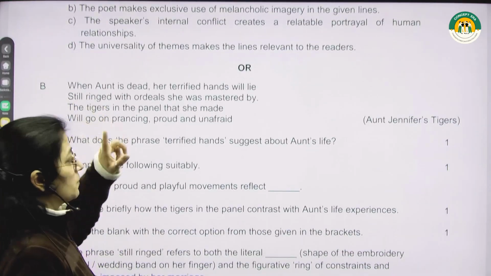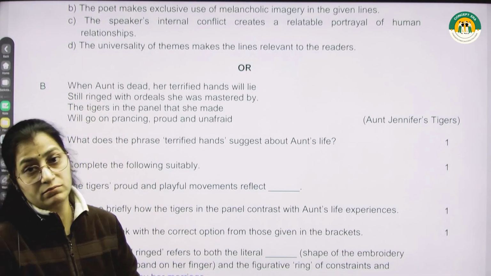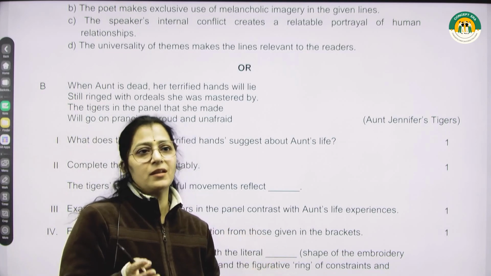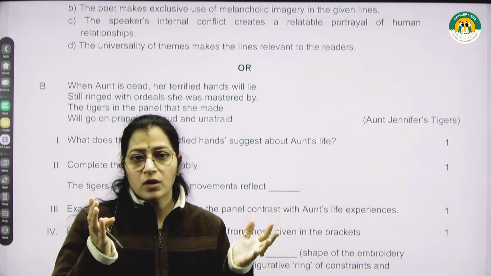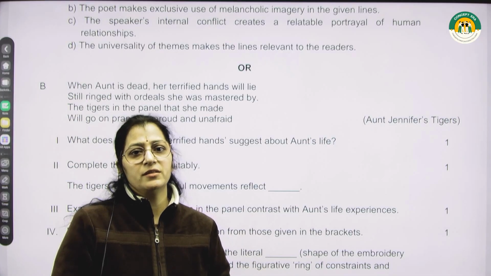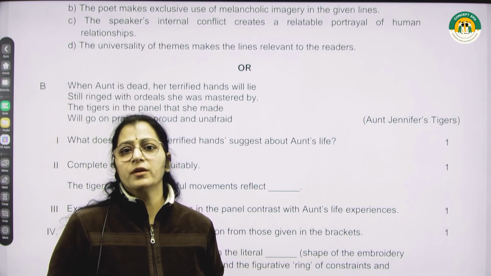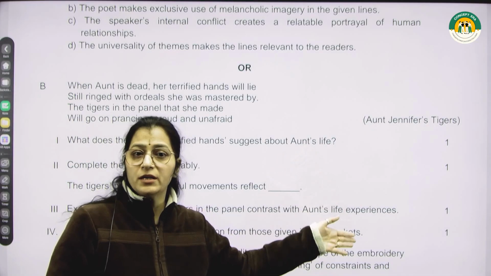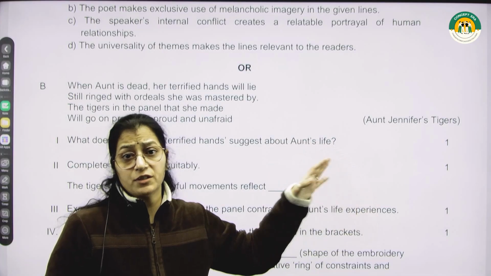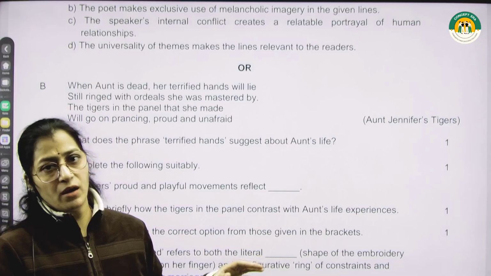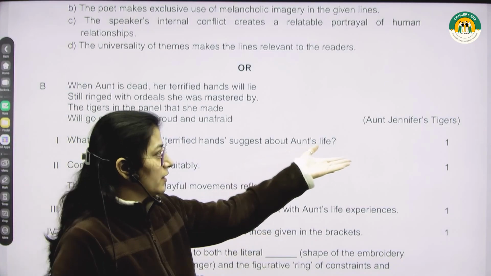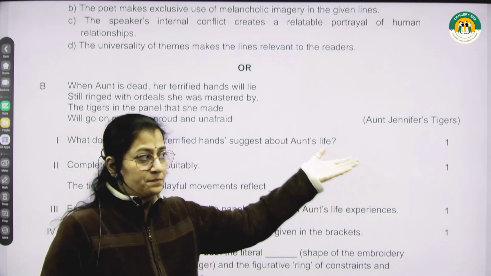Next, section B, option here given. And again, I must say you are lucky that CBSE is completely thinking about the student, so that the child does not get confused during the exam. That's why they are giving the chapter name and poetry name even after every single question or extract which they are giving to you. So here again, they are giving this extract from Aunt Jennifer.